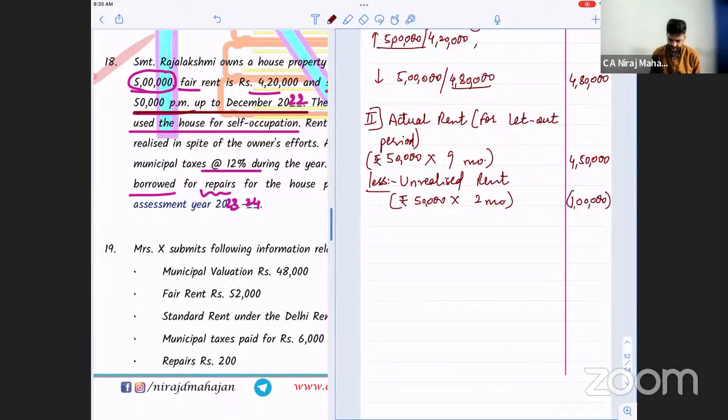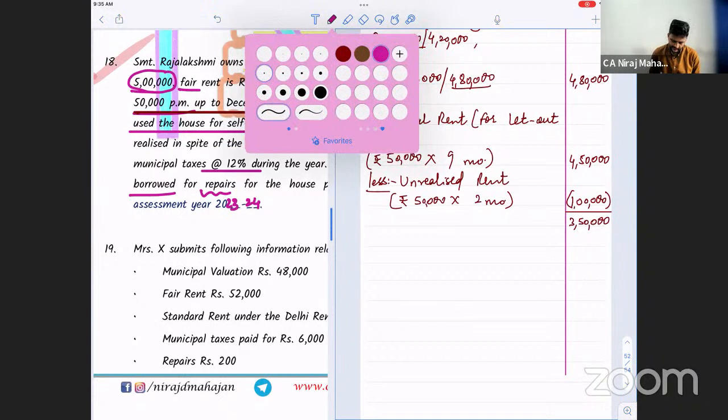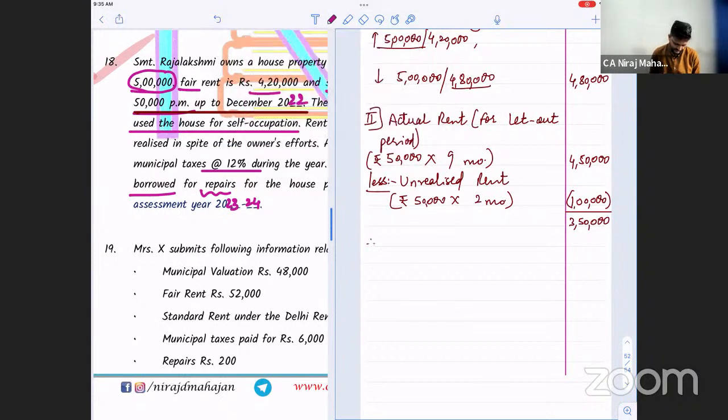Okay, 2 months. Correct. So step 2 answer is what? Actual rent receivable or received 3,50,000. Therefore, GAV. How much, Nitin? GAV will be how much? 480 or 350?